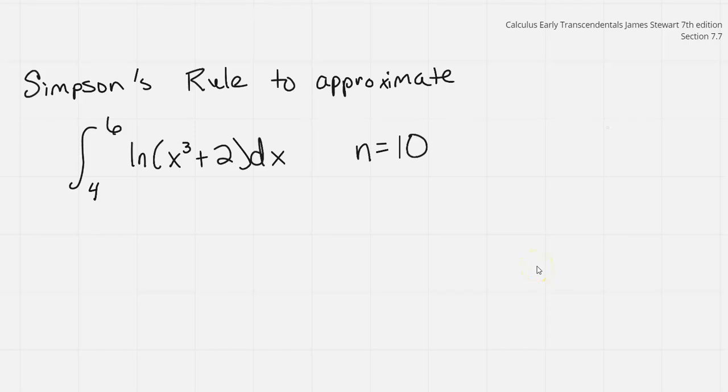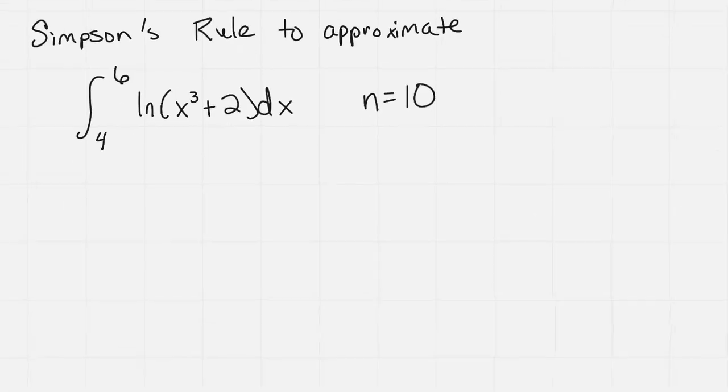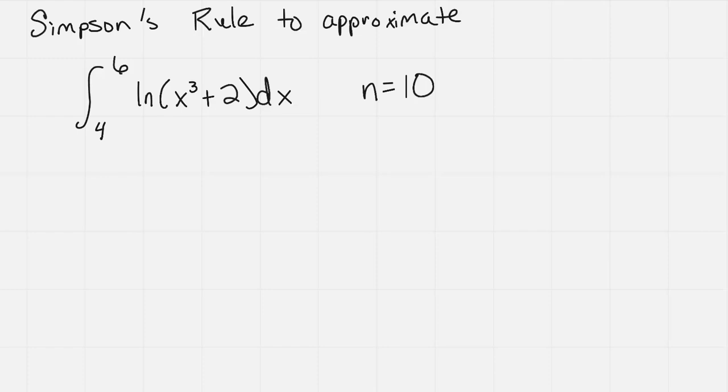Now let's use Simpson's rule to approximate the integral that goes from 4 to 6 of natural log of the quantity x cubed plus 2. And we're going to let n equal 10. So let's write down what Simpson's rule actually is.